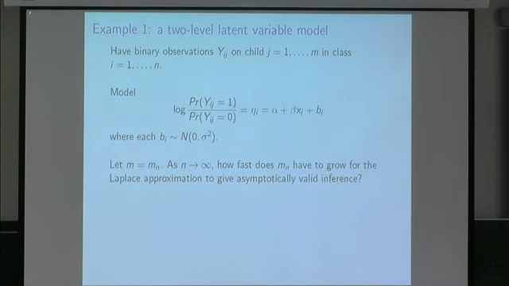I want to know when inference using the Laplace approximation is going to be asymptotically valid. Immediately it seems that as the number of latent variables increases, the number of observations per latent variable is going to have to increase in order to get asymptotically valid inference. The real question is, can it just increase at any rate, or does it have to increase at some particular rate? This is really the type of problem that motivated me to look at this. When I first looked at it, I thought that as long as this is increasing with the number of latent variables, everything's going to be fine. We can see on the next slide that's not true.